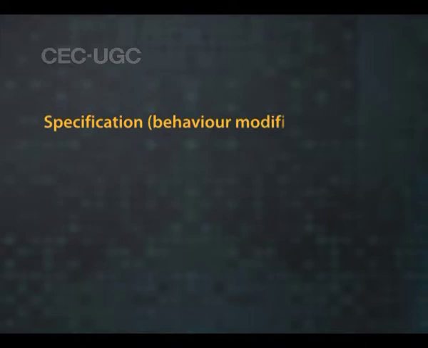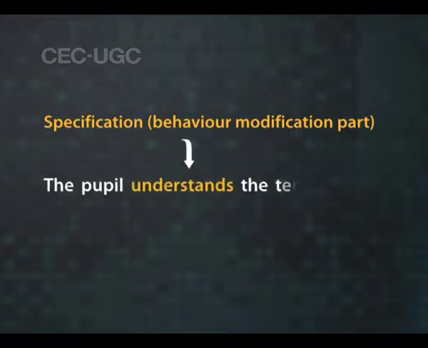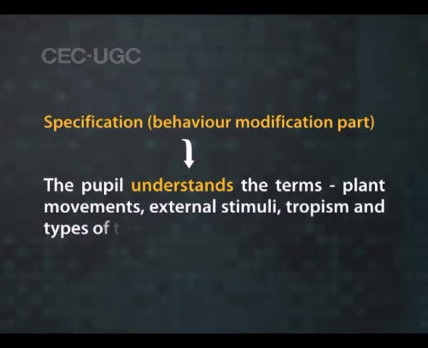Specifications are generally written in the format of an action verb, which is the behavior modification part, and the content part associated with it. For example, the pupil understands the terms planned movements, external stimuli, tropism and types of tropism. See the format of a lesson plan now.